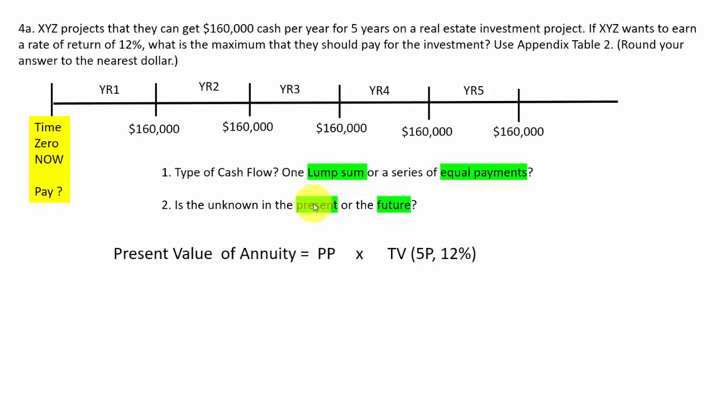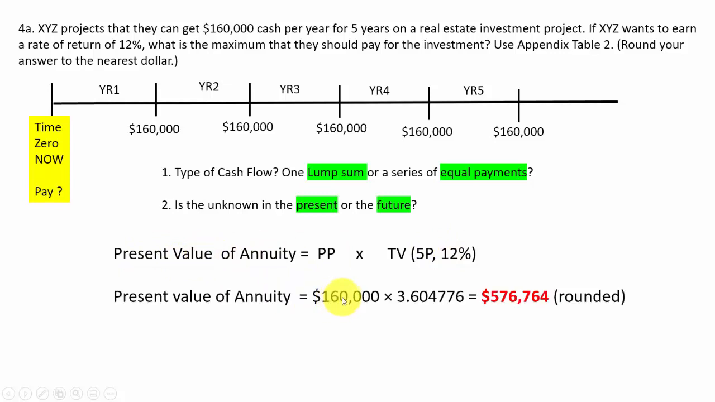And so we're dealing with the unknown that's in the present, so we're dealing with the present value of an annuity. Now, you just take this present value of an annuity formula, which is the present value of an annuity is equal to the periodic payment times the table value, and in this case it's based on 5 periods at 12%. And so you've got 3 of the 4 parts that you know. You can find this 4th part, which is the present value of the annuity, by plugging in all this information. So you take $160,000, go to table 2 in the back of the book, and look at 5 periods at 12%.